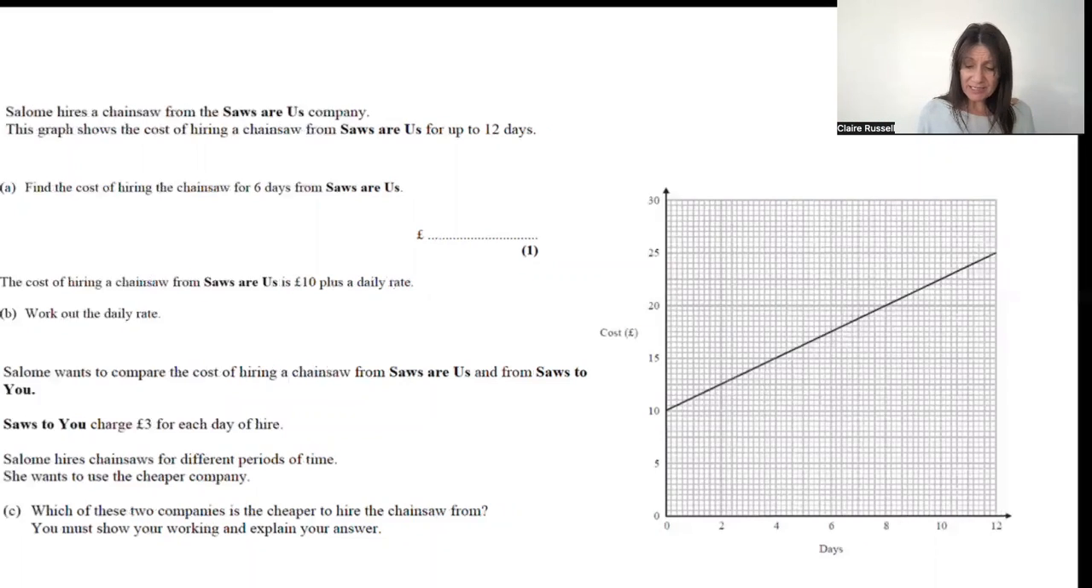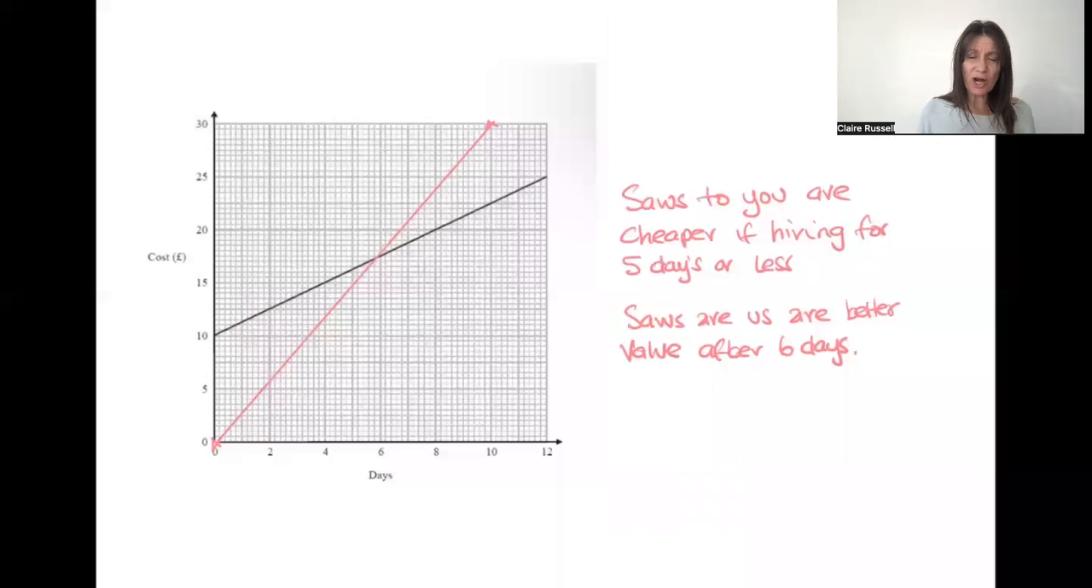So really, the best way to approach this is to try and draw a picture of the new information that we've got. So we know from that new information that it's £3 a day. So what I chose to do here was pop a coordinate on that says it's 0, 0, 0 days, no cost at all. After 10 days, it's going to be 30 because 3 times 10 is 30. And then I just drew a straight line through that and had a good look at where it was crossing. And it was crossing just before that 6-day period.